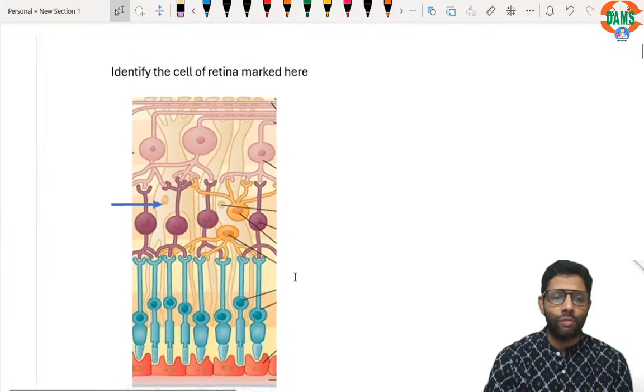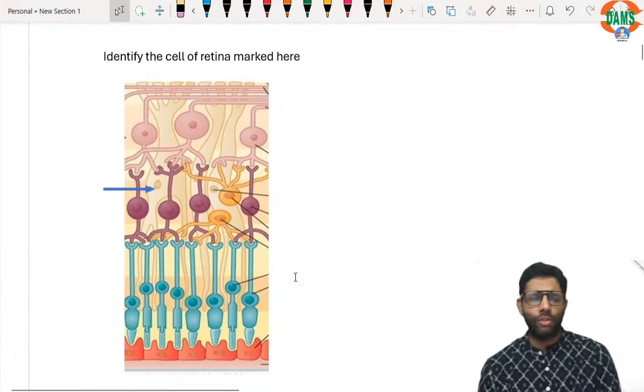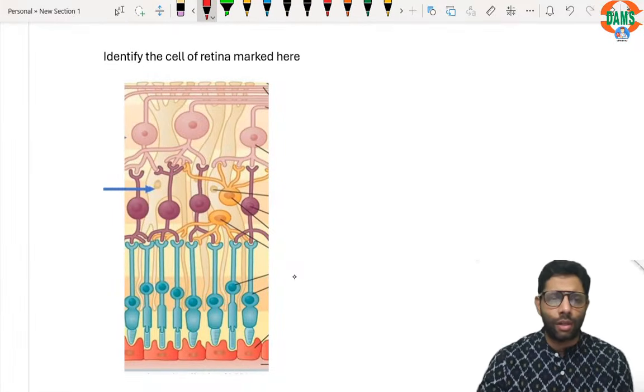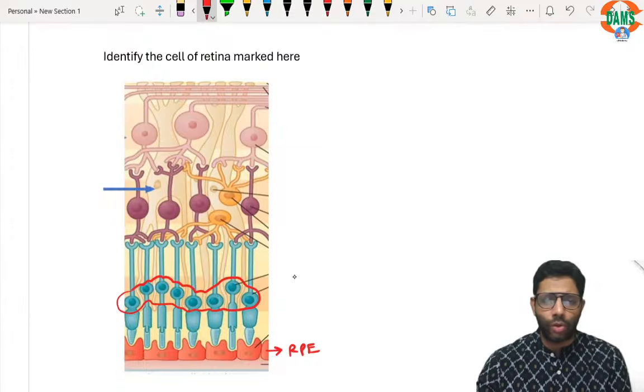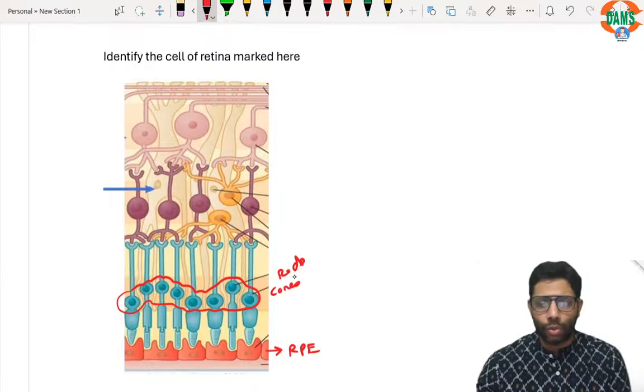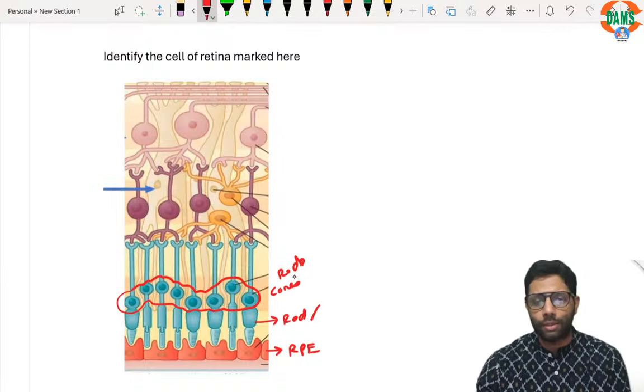So this is the animation of the retina, and there were 4 options as usual, and this was the cell which was asked. So if you know that this is actually animated patient retina, this is the retinal pigment epithelium, which is the last layer of the retina, and in contact with the RPE there are photoreceptors. Photoreceptors are rods and cones. This is the cones and this is the rods, because the shape of the cone is like a cone, like a softie. So this is your rods and cones layer, which is the photoreceptors.